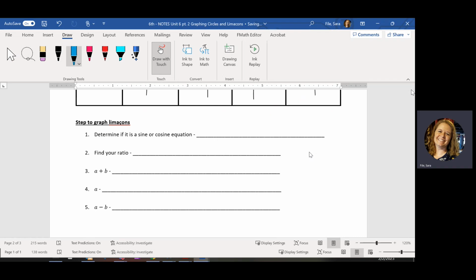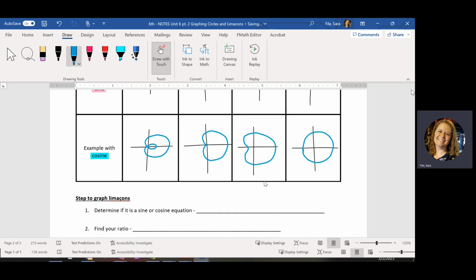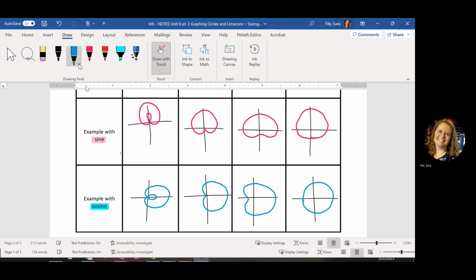Now, when we go to graph a limacon by hand, these little 5 steps here are going to help you plot 4 points to your limacon. Looking at these, it's going to be the top, or if it's a cosine, it's not going to be the top. It's going to be the furthest out, left or right. So we're going to plot that point. And then we're going to plot the points along the other axis. We're going to call that the stretch of the graph here.